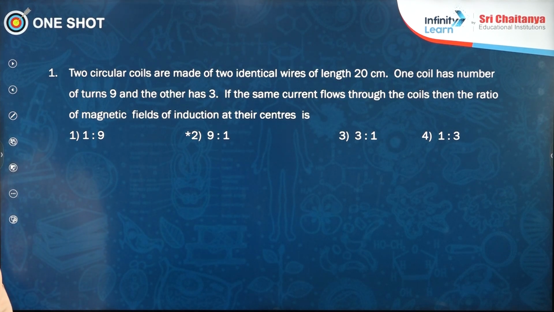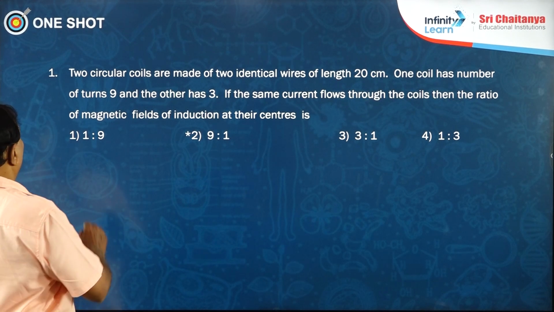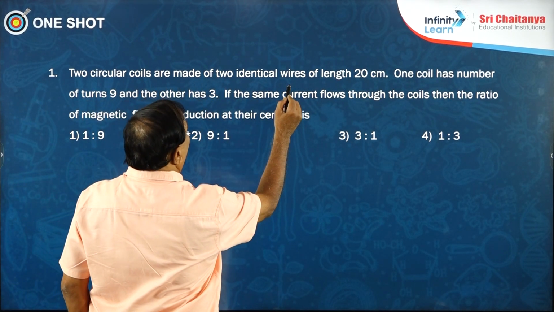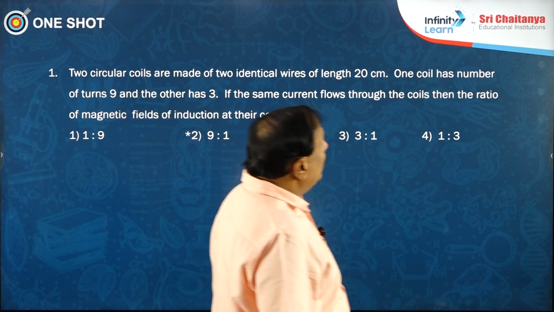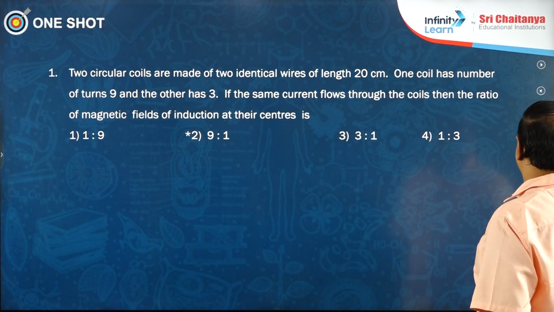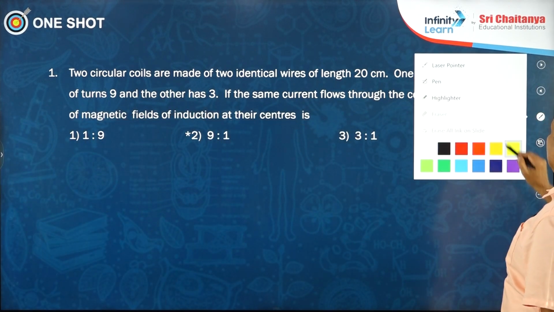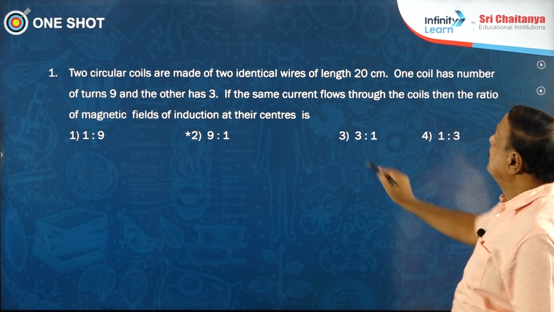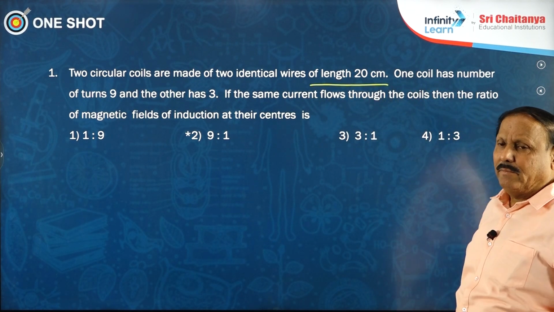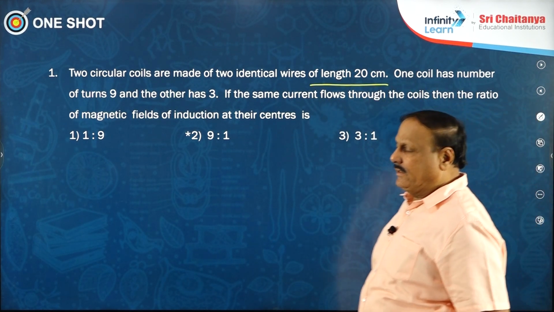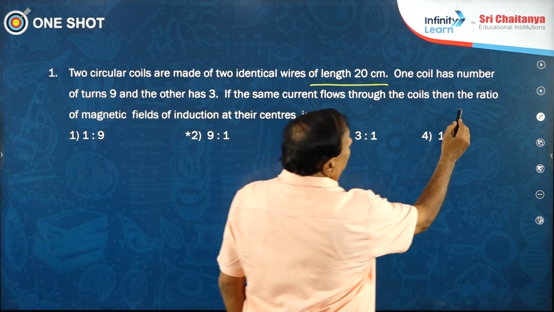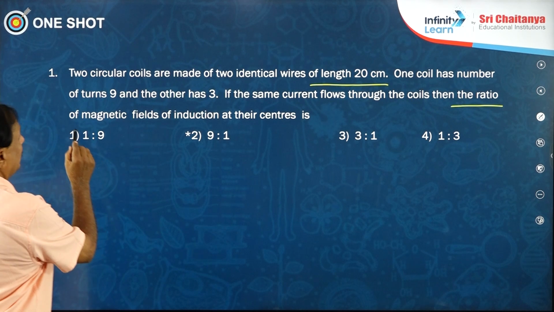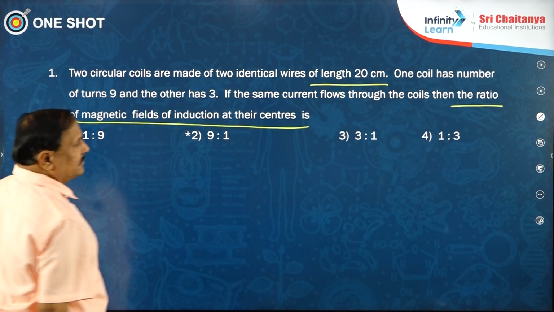Two circular coils made of two identical wires. Here, a very important point is that the wires are identical, both have the same length, 20 centimeter. This is a very important point. And in the last line, they are asking you to calculate the ratio of magnetic inductions at the centers.